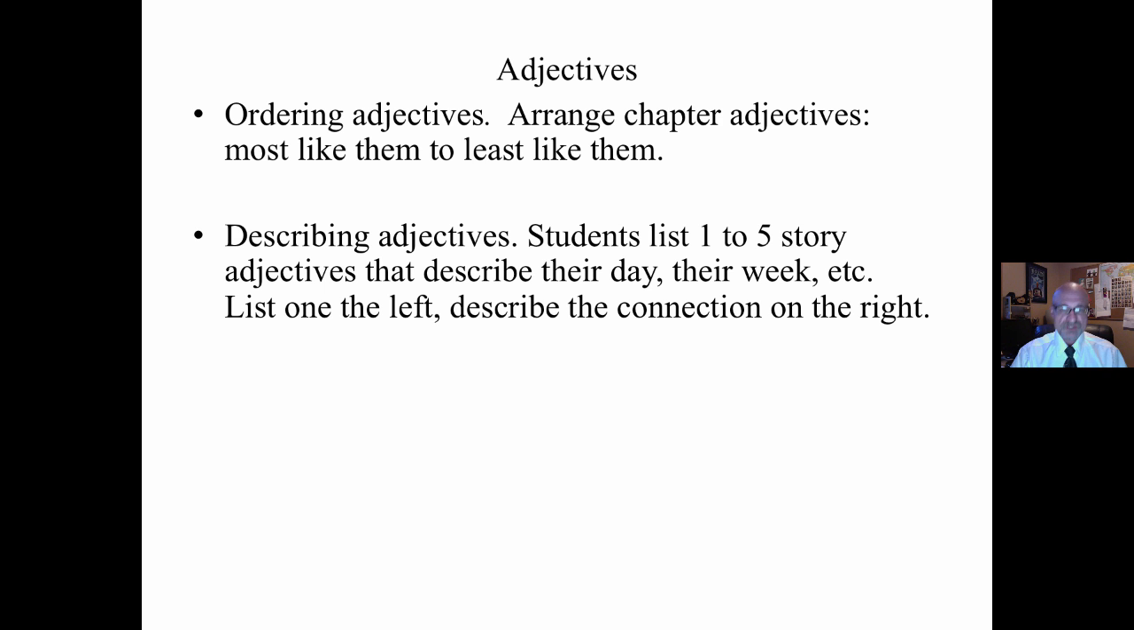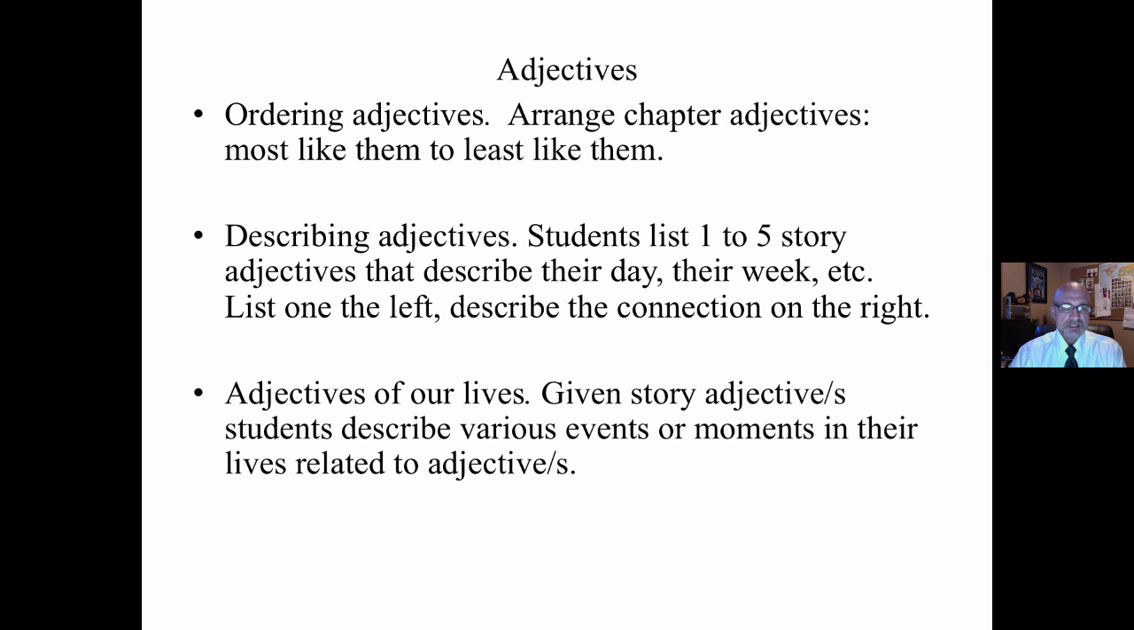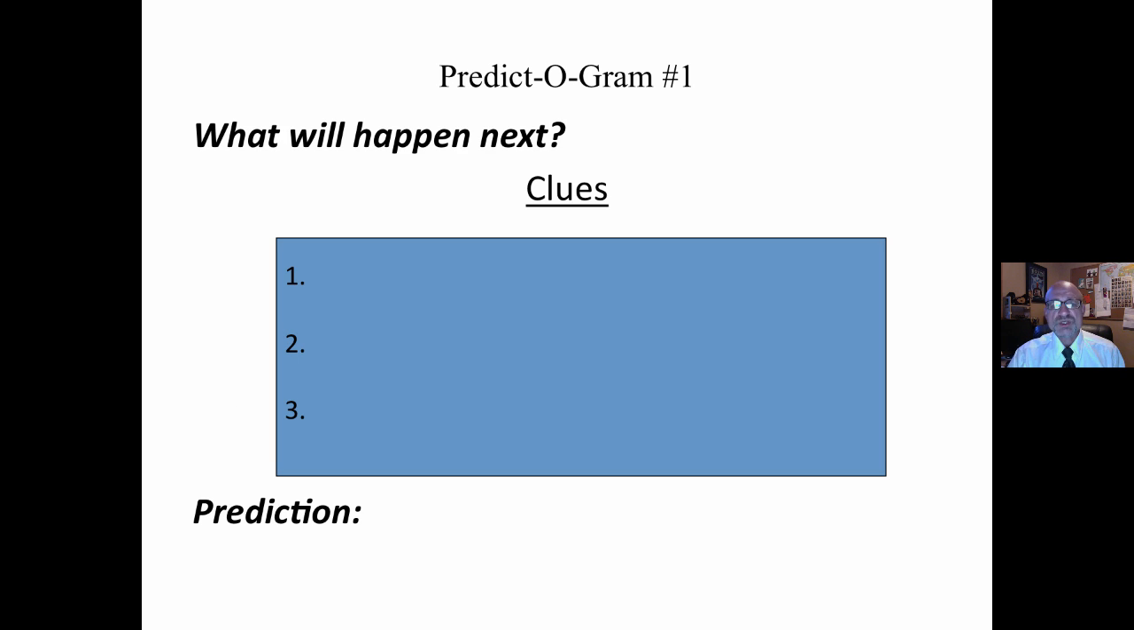All right, these are some different types of ideas. Adjectives are lives. Given story adjectives, students describe various events or moments in their lives related to the adjective. Big, describe something big in your life. Happy, something happy in your life. All right? Prediction. A prediction is a guess based on some clues. What will happen next? Next chapter or after the story.